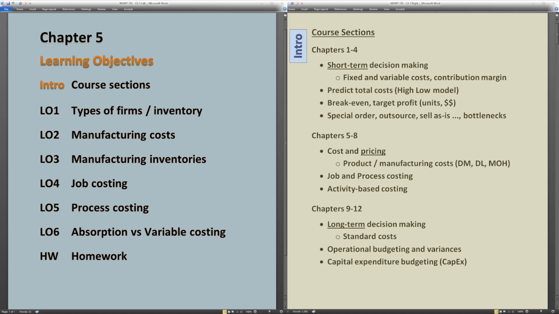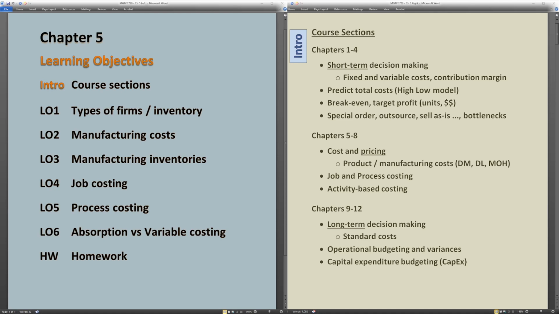And one of the other big long-term decisions is when we need to buy new equipment, new buildings, new land, any sort of long-term asset. We go through a process of budgeting our capital expenditures, because those are typically big upfront dollar amounts that we put out there, and we need to make a decision on whether or not they're good value for us to be investing in. So that's the first 4 chapters and the last 4 chapters, short term versus long term.